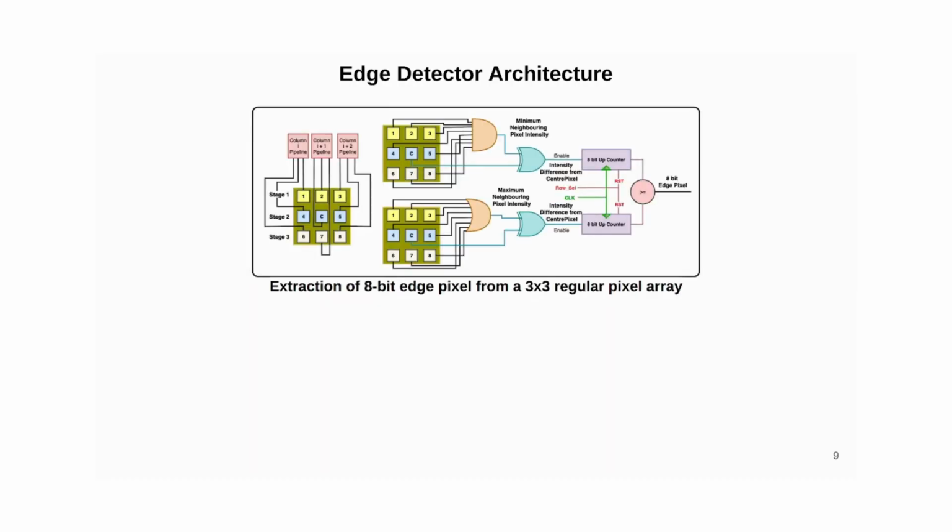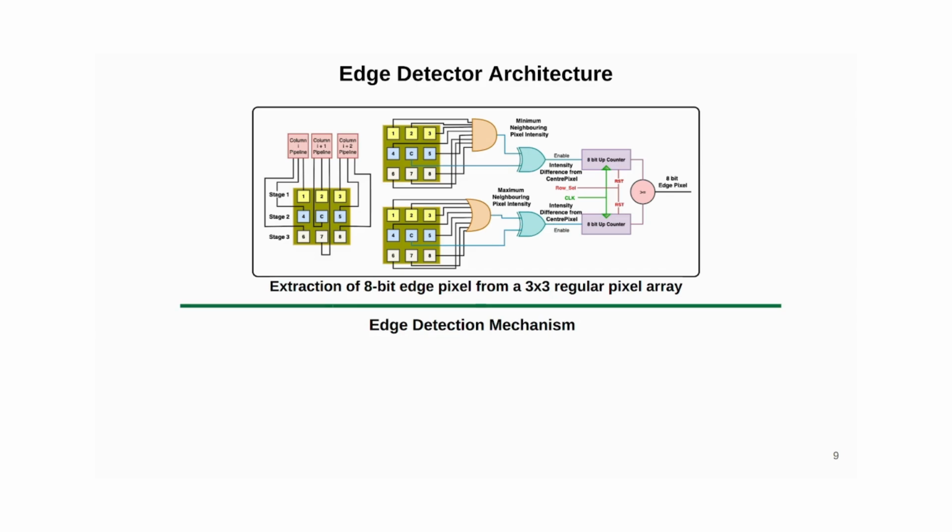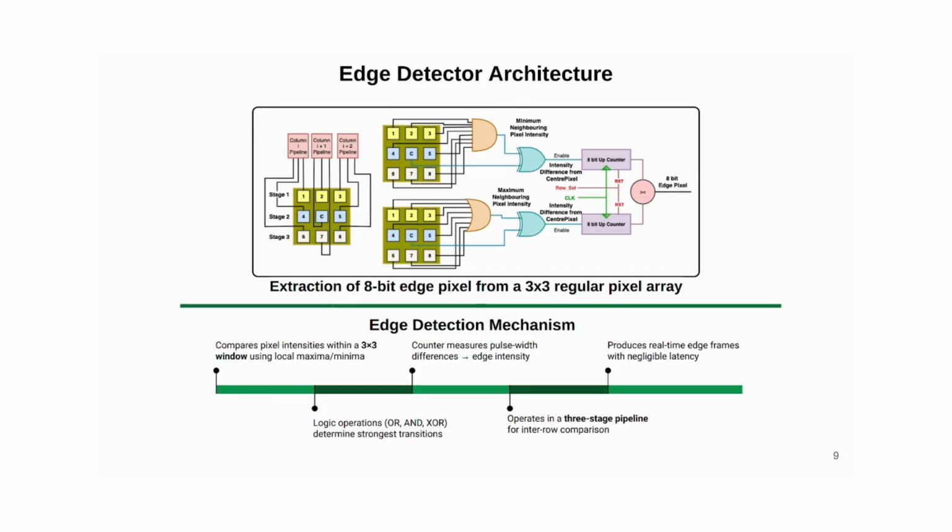The edge detection architecture uses simple, efficient digital logic. For every 3x3 cluster, we take the 9 PWM signals to calculate local maxima or minima. Using OR, we find the pixel with maximum intensity. Using AND, we find the minimum intensity. Using XOR operations, we compare the center pixel with its local maxima and minima. From there, we compute the two counter differences.